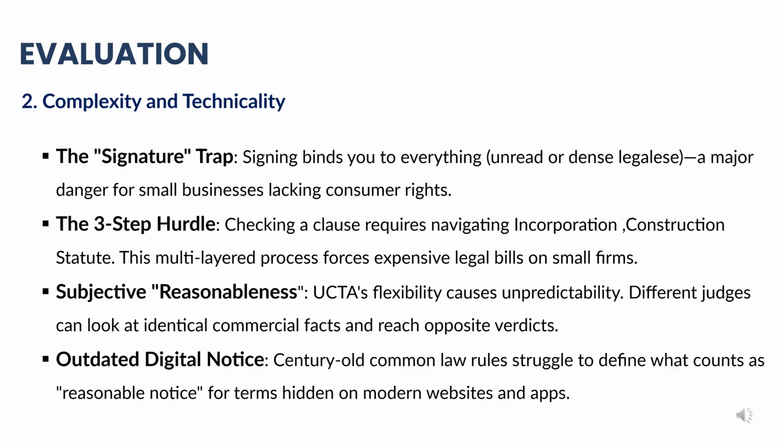Third, we have the flaw of subjective reasonableness. While UCTA's judicial flexibility is highly praised for its commercial adaptability, that exact flexibility breeds widespread unpredictability. Because the Section 11 test is highly discretionary, different judges can look at identical commercial facts and reach completely opposite verdicts, severely undermining commercial certainty.